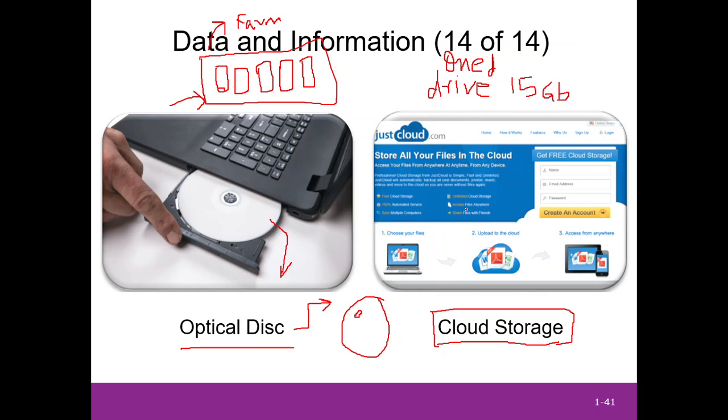So wahan pe aapke Google Drive mein jo bhi aapke folders maujood hain, you can view those folders, you can create new folders, you can upload files or folders into your Google Drive. And the beauty of it is ke you can access your Google Drive from anywhere across the world. Aap kahin pe bhi hon, to aap usko access kar sakte hain. So that is the purpose of the cloud.